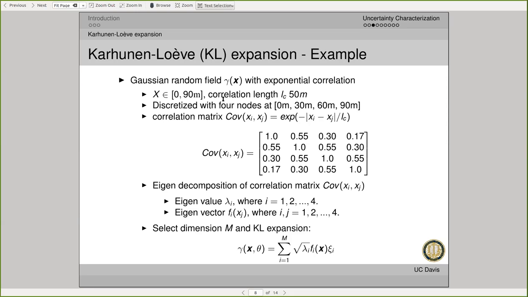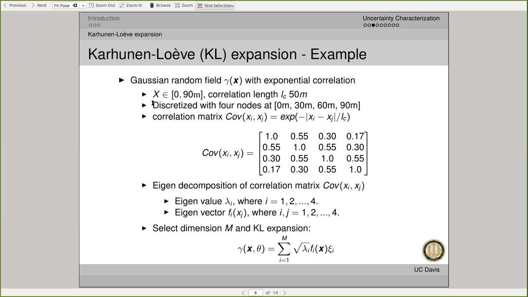So suppose we have an exponential correlation structure here, and our random field is distributed over 0 to 90 meters, and suppose we have a correlation length of 15 meters. This correlation length is usually an input by the user. This can come from, for example, the geotechnical characterization of your site. You can do multiple measurements and do a statistical analysis, and you can identify such a correlation length.